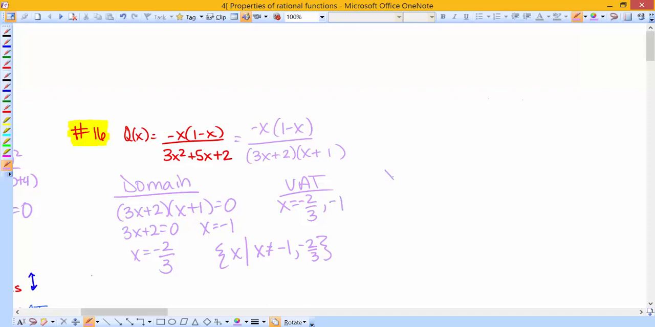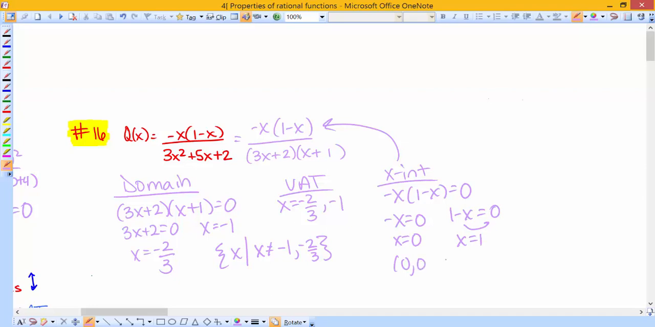Your x-intercept, don't forget, that comes from just the numerator. So negative x, 1 minus x equals 0. Set both parts equal to 0. Negative x equals 0, which is 0. And 1 minus x equals 0. When I move the x over, you get 1. You're probably thinking, holy cow, she's going really fast through this. That's fine, because you can pause this, you can rewind it, you can rewatch it, but I'm doing review here, you guys. I am not doing anything brand new right now.